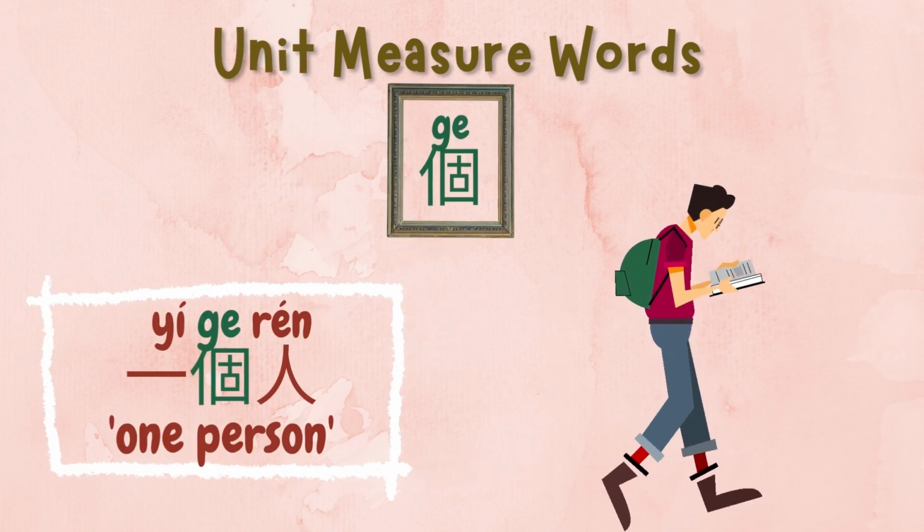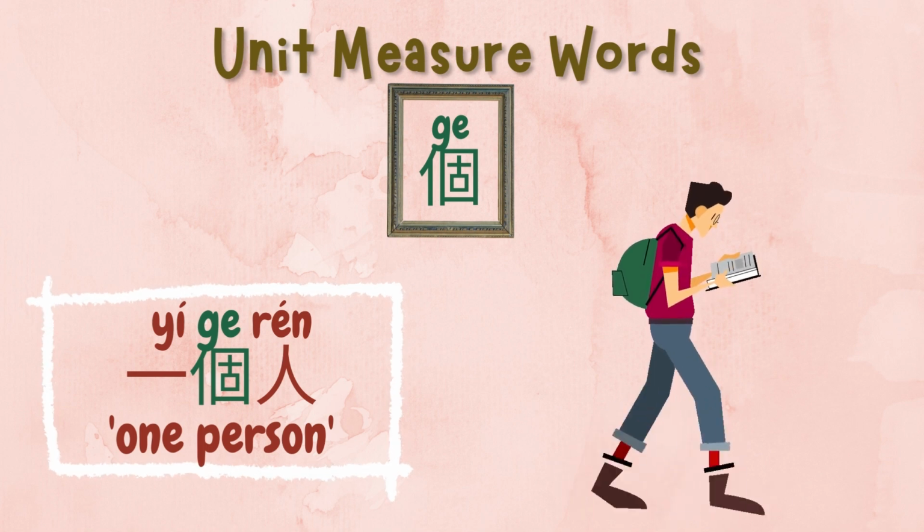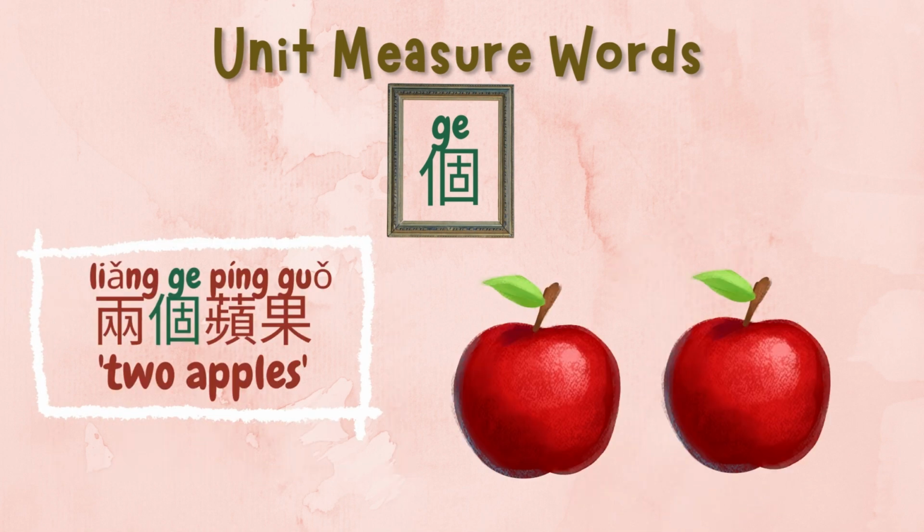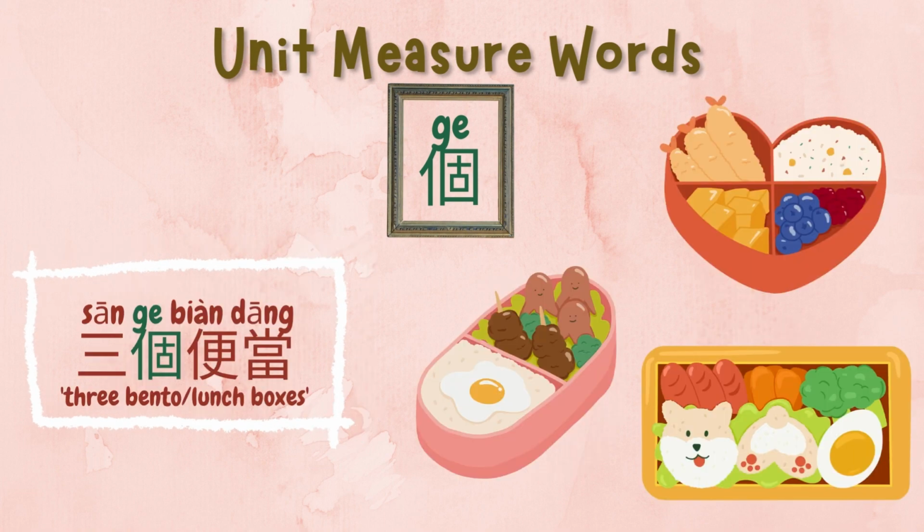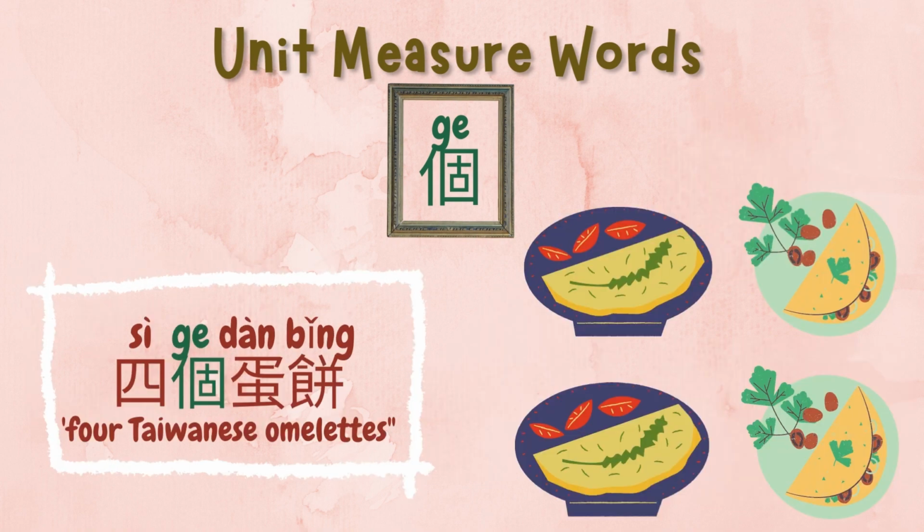For example, 一个人 one person, 两个苹果 two apples, 三个便当 three bento or lunch boxes, 四个蛋饼 four Taiwanese omelets.